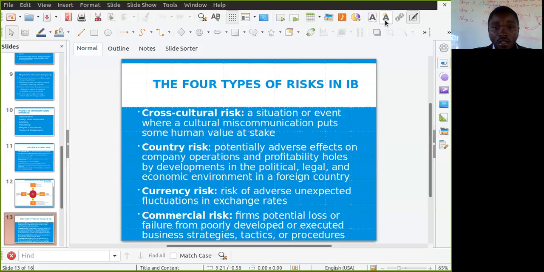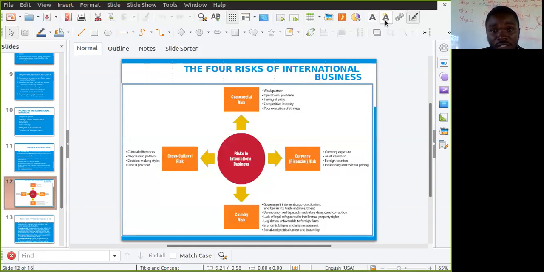Firms' potential loss or failure from poorly developed or executed business strategies, tactics, or procedures. We see that commercial risk refers to the way a business is going to carry out its operations. Are the operations up to expectations?